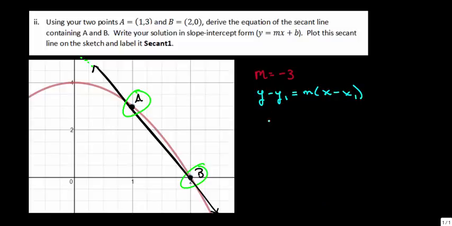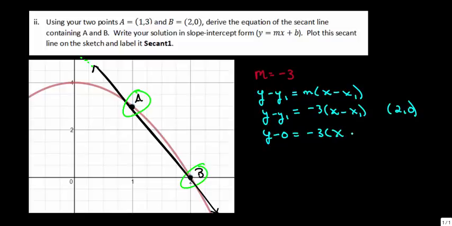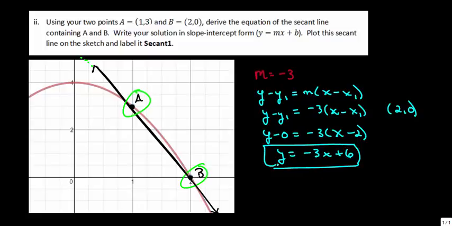Again, it is very similar to the last problem. We plug in our negative 3 for our m value, and now we grab one of our points, either one we want. I'll grab B, and we plug that in. So this is going to be y minus 0 equals negative 3 times x minus 2. So that's y equals negative 3x plus 6. There's our equation again.